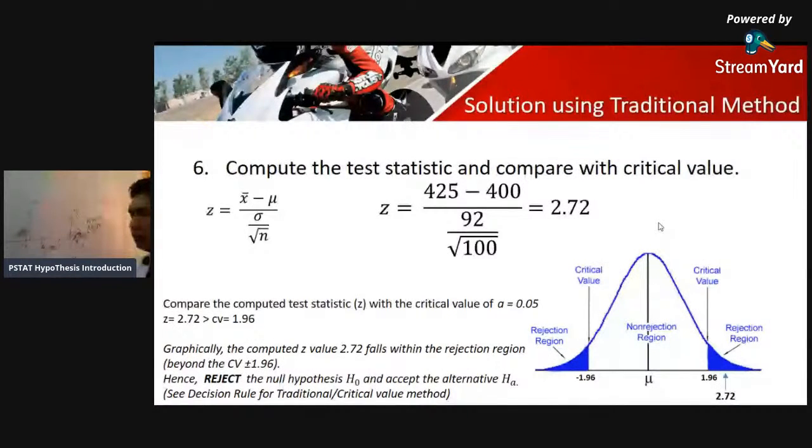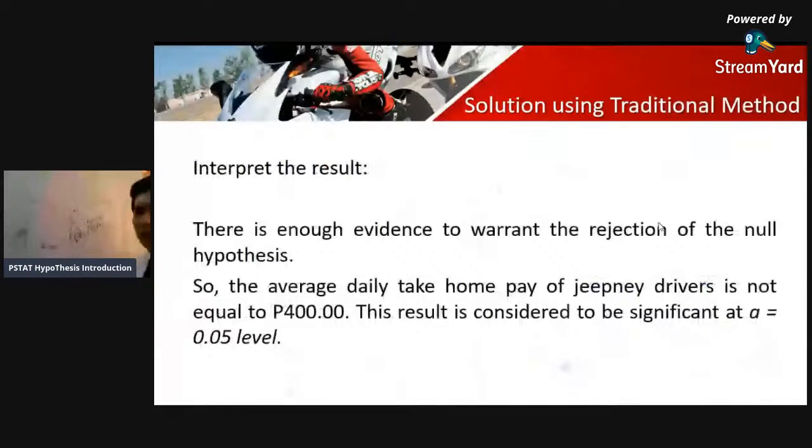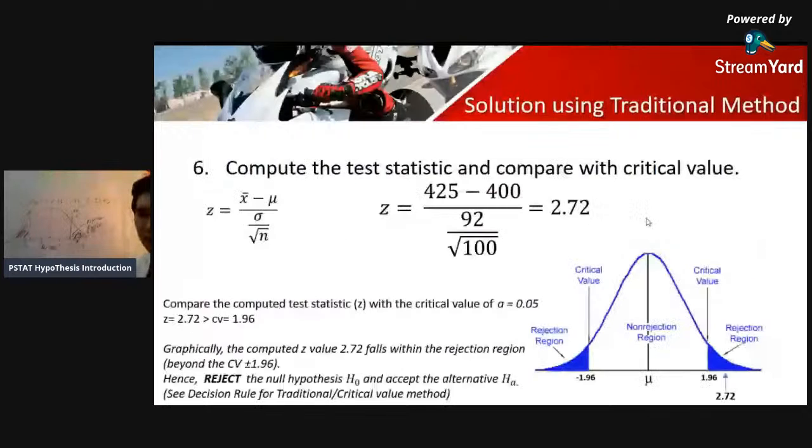And here, for the interpretation, we can now say that there is enough evidence. The decision is enough evidence to warrant the rejection of the null hypothesis. I require you to state this, to include this. This is the basis of your decision: the computed test statistic, the comparison, and then your decision, enough evidence to warrant the rejection of the null.